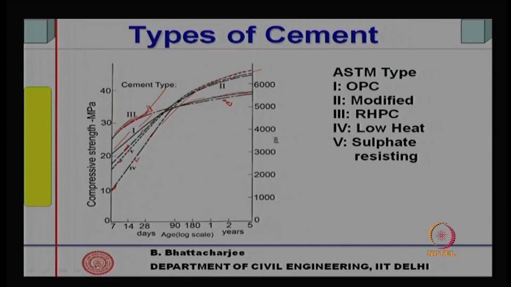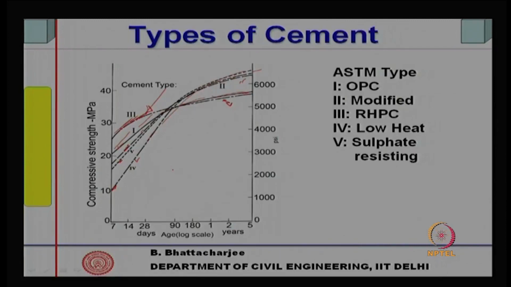Sulphate resisting cement has less C3A, less C3S. So, somewhat lower early strength than type 1 or OPC cement, but long term strength is again better than OPC cement, surely. So, this is how the strength development of different cement takes place, and now we also understand why it occurs that way, because we know what the compounds are and what the physical properties are.